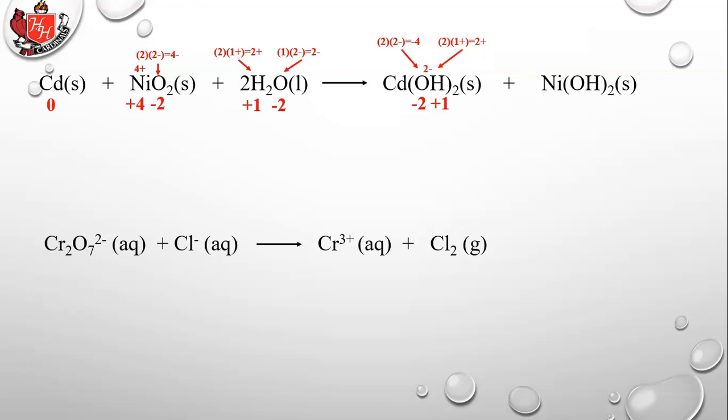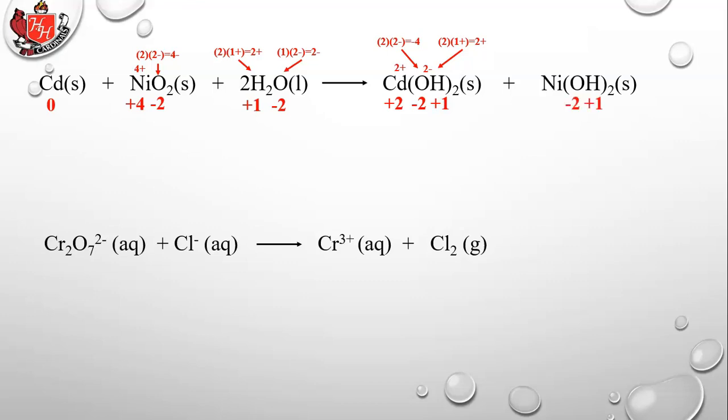So if that hydroxide, that OH2, is 2-, then the cadmium, there's only one of them, has to be a 2+. So that's going to be a 2+ charge, and since there's only one of them, the oxidation number on cadmium is +2. Now we go over to the nickel hydroxide.